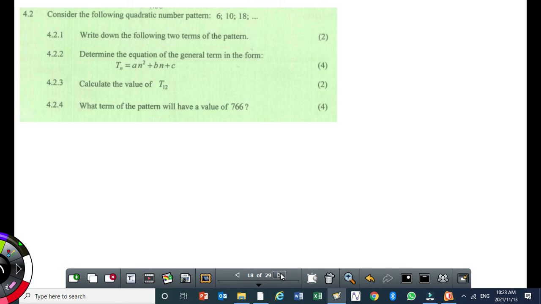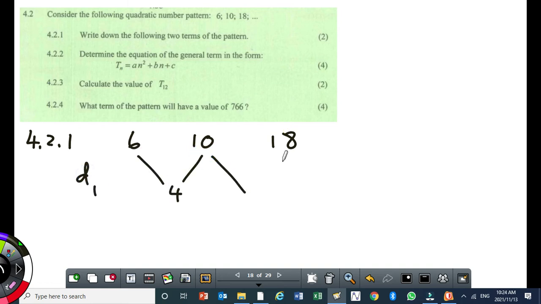Then the next question, that's a quadratic part, 4.2.1. I'll rewrite my terms. For me to be able to determine the next 2 terms, I don't want to guess. So I'll find my first difference. That's 4, that's 8. Then I need to find my second difference. That's 4.